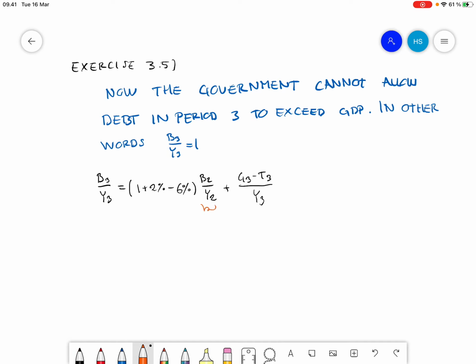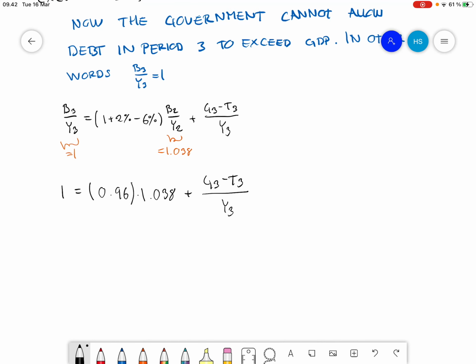So from earlier, we know that the real debt to GDP ratio in period 2 is equal to 1.38. We know that B3 over Y3 should be equal to 1 because the debt can no longer exceed output. So this ratio can maximum be equal to 1. So if we calculate this, we have 1 is equal to 1 plus 2 minus 6. What is that? That is 0.96 times 1.038 plus the primary deficit in period 3 relative to GDP.